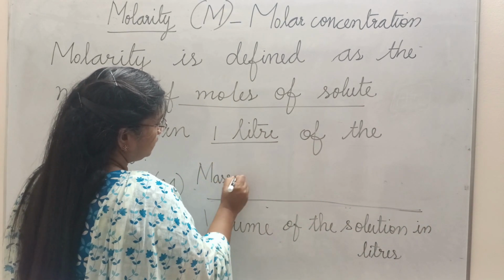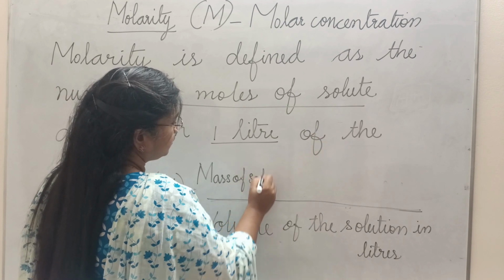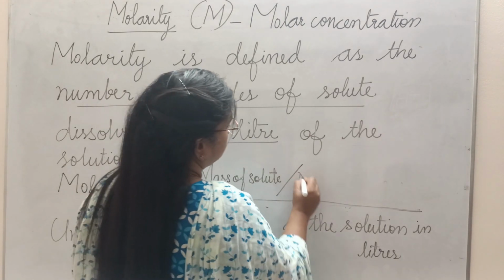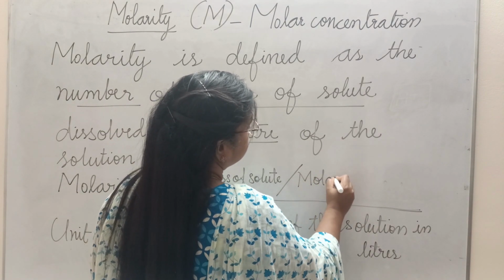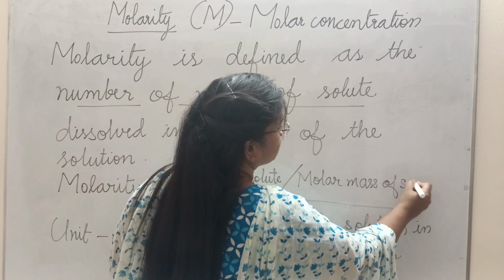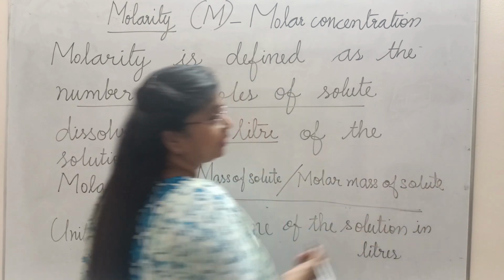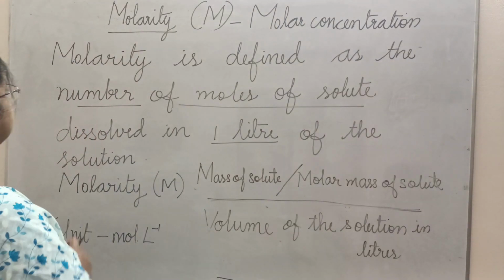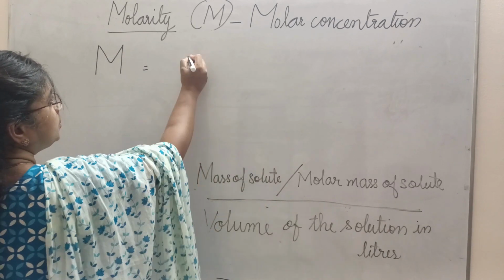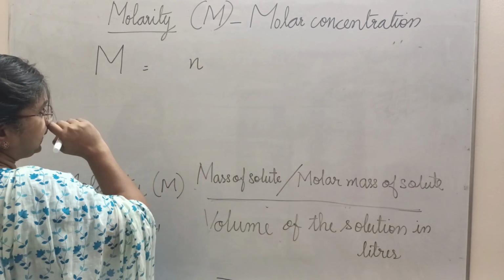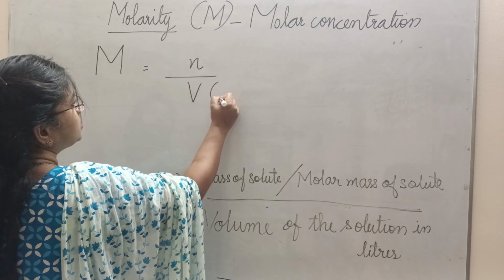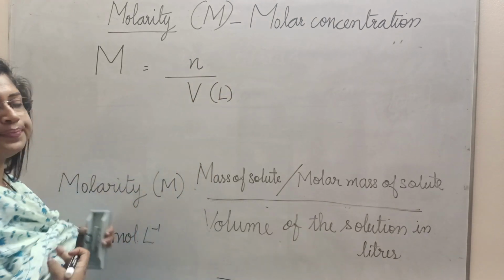mass of solute divided by molar mass of the solute. Okay, now we can express it using the symbols. That is, n is equal to number of moles. We know we are using n for number of moles, divided by volume of the solution in liters.